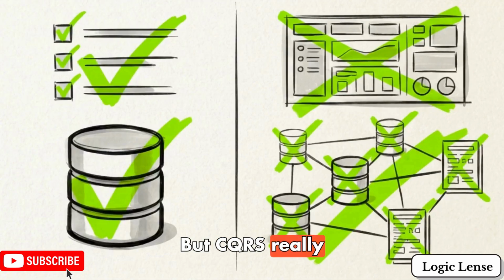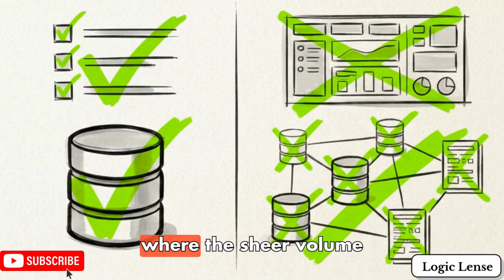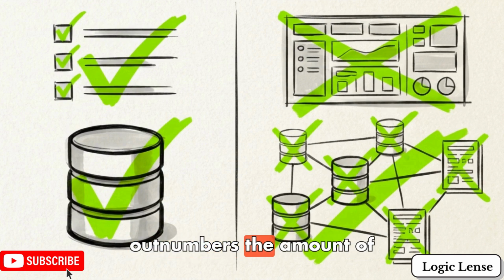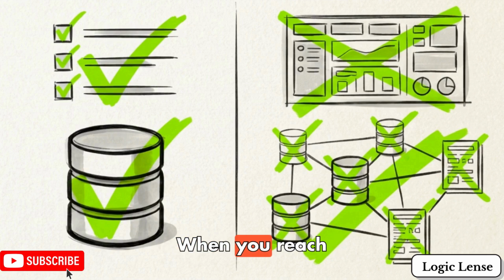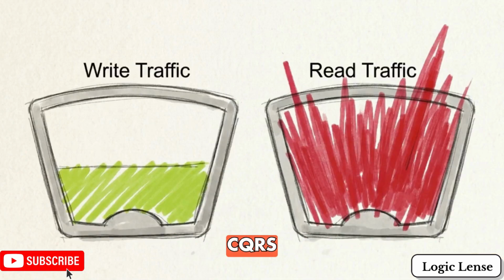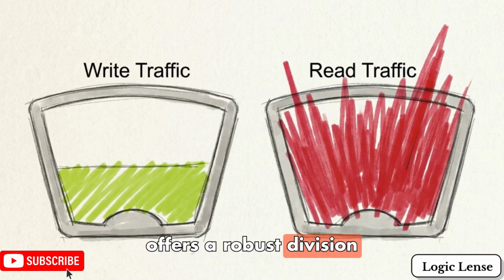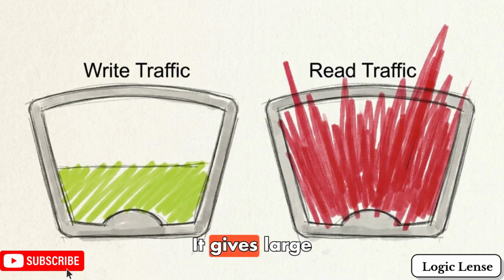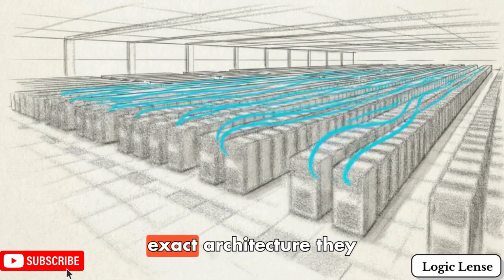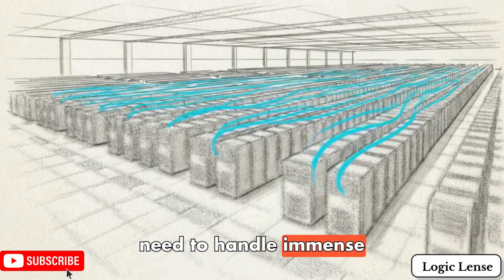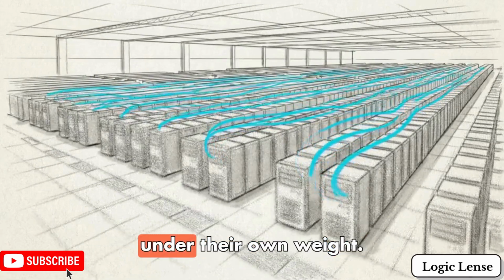But CQRS really shines in complex systems where the sheer volume of users asking to read data vastly outnumbers the amount of data being written. When you reach that level of scale, CQRS offers a robust division of labor. It gives large-scale applications the exact architecture they need to handle immense traffic without collapsing under their own weight.